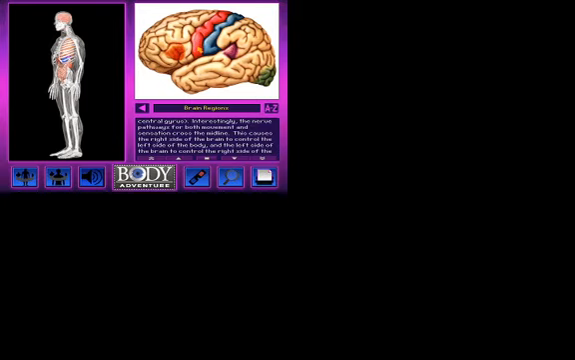This causes the right side of the brain to control the left side of the body, and the left side of the brain to control the right side of the body. Most people have a dominant left brain. Precentral gyrus.